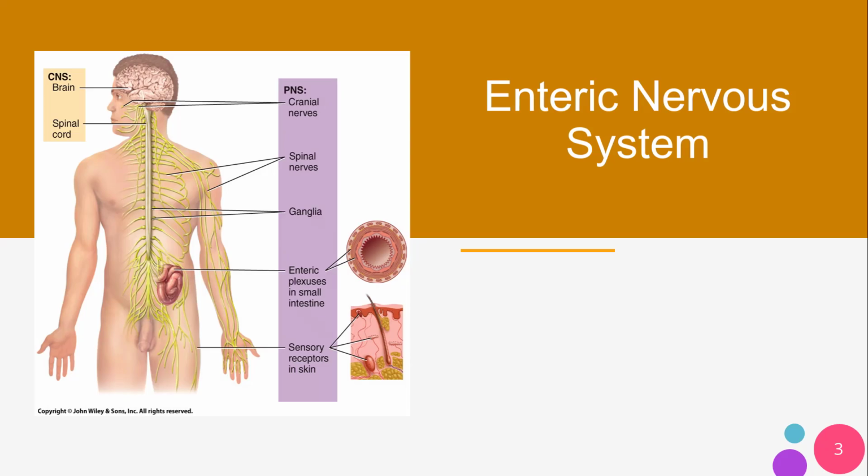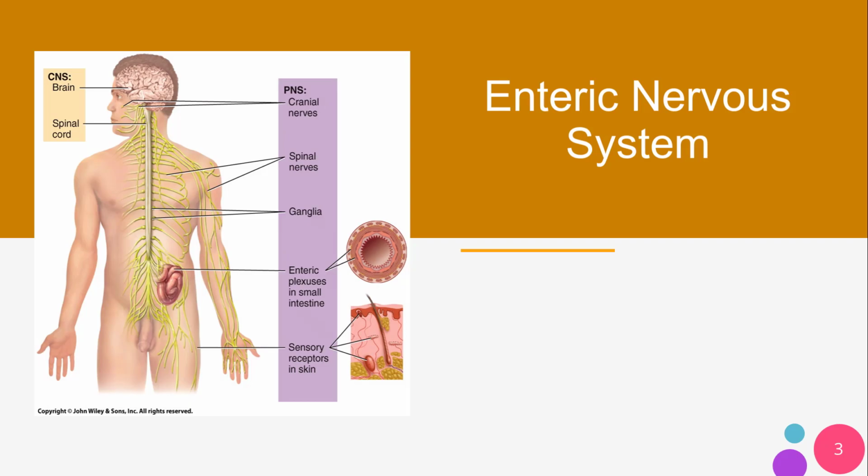But if you've noticed in this slide, it indicates that one of the components of the peripheral nervous system is the enteric nervous system. This is because the enteric nervous system was once considered as part of the ANS. However, most of the neurons of the enteric plexuses function independently of the autonomic nervous system and central nervous system, although they also communicate with the central nervous system via the sympathetic and parasympathetic neurons.